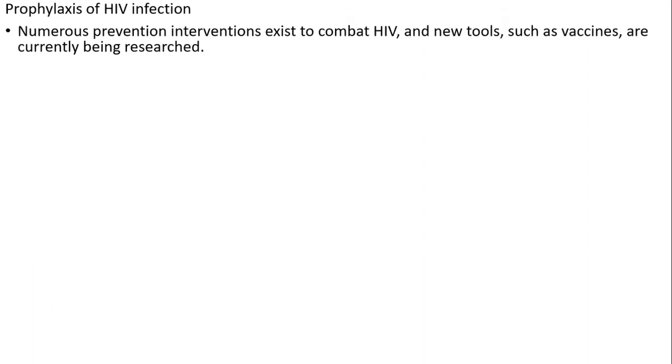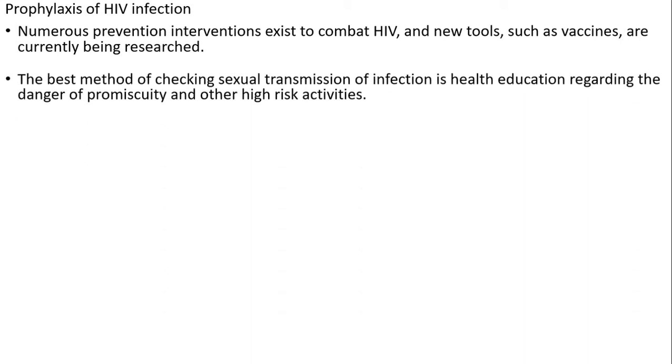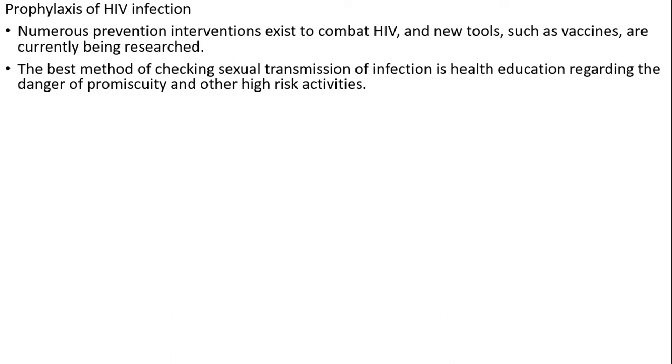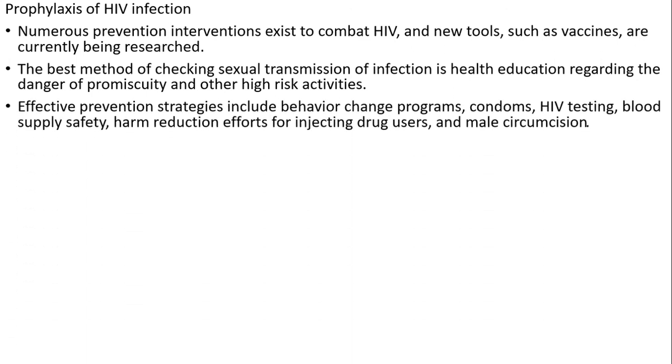Prophylaxis: numerous prevention interventions exist to combat HIV. New vaccines are currently being researched. The best method of checking the sexual transmission of infection is educating about the danger of promiscuity and other high-risk activities. Effective prevention strategies include behavior change programs, condoms, HIV testing, blood supply safety, harm reduction efforts for injecting drug users, and male circumcision.